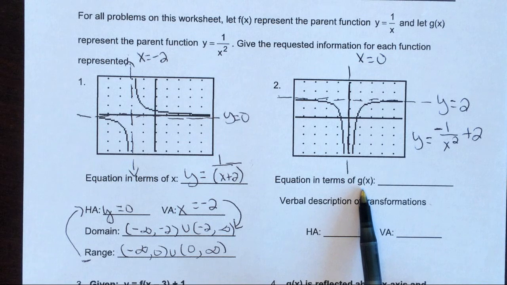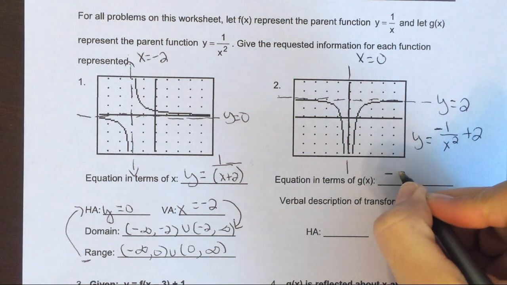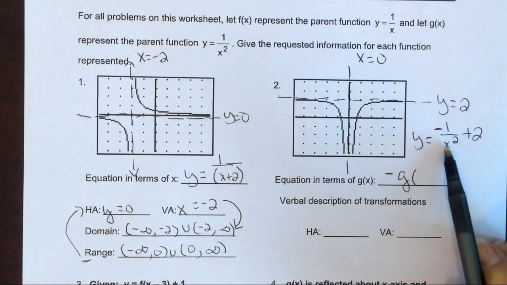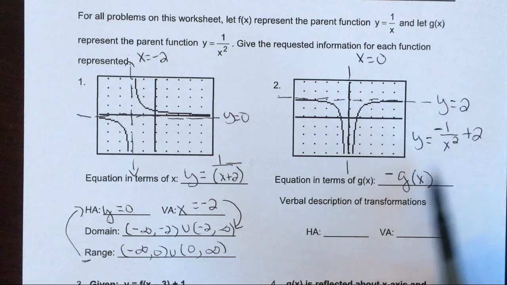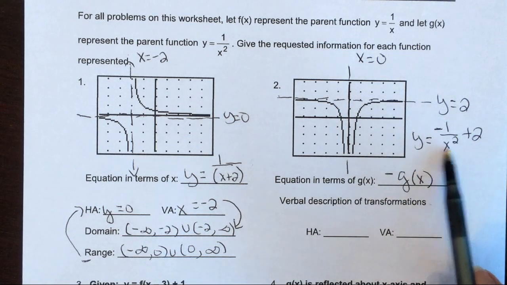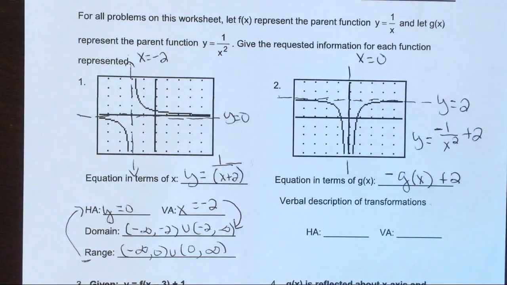Alright, so now it's a lot easier to write the terms in g of x. Whatever is outside of the parentheses will stay outside. If there was anything in the parentheses, it'd go in here. So there's a negative outside, so I write negative, and then I write down my g. There are no parentheses, so I just write g of x. This whole piece represents the x squared, so I'm good. This means 1 over x squared, so negative 1 over x squared, and then I put plus 2.